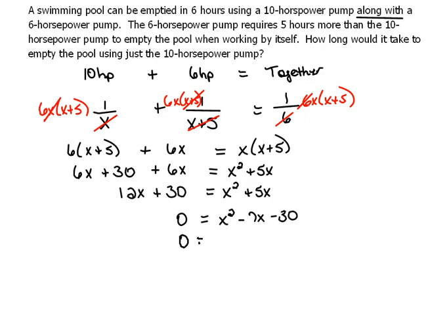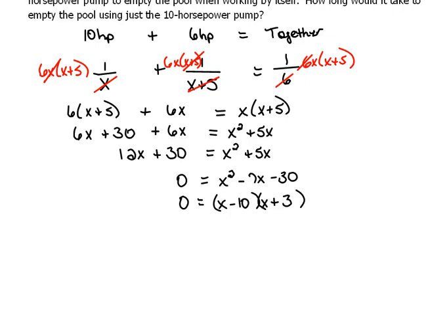Now to factor that, let's see, we'd have x times x, and 30, with 1 times 30, that won't work. 2 times 15, that won't work. 3 times 10, that'll work. Would be a negative 10 and a positive 3 would come together to give us a negative 7. Now, separating each one of these factors out, x minus 10 will equal 0, or x plus 3 will equal 0. So when we solve them, we have x equals 10, or x equals negative 3.